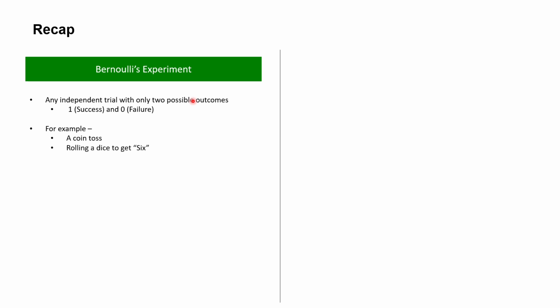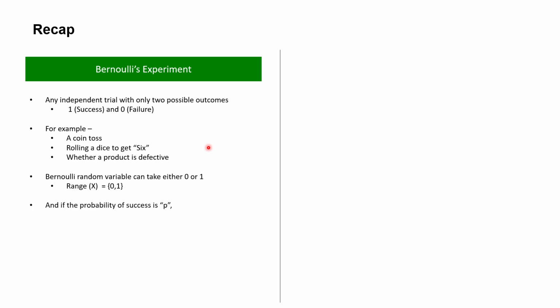Or if you roll a dice and run an experiment of getting a 6, either you get a 6 or not 6. Another example could be if you pick a product, it can be defective or not defective. So all these examples constitute a type of Bernoulli experiment, which has only two outcomes, either 1 or 0. And likewise, this x variable, which denotes a Bernoulli experiment, can only take two values, 0 and 1.